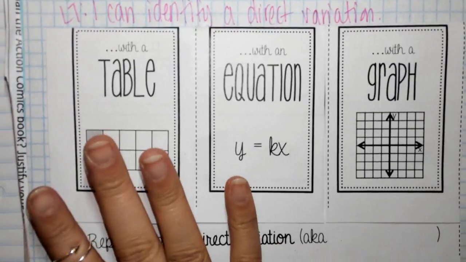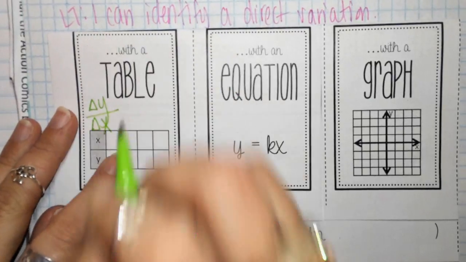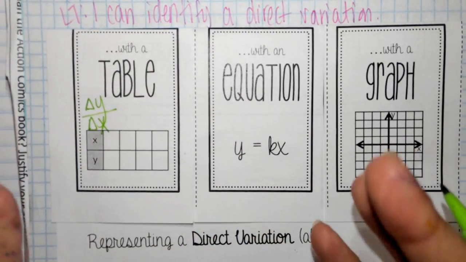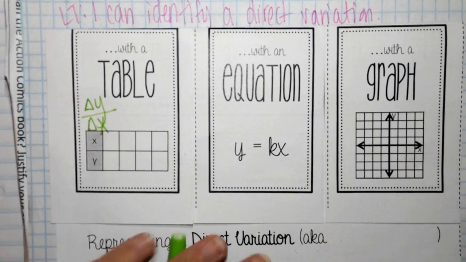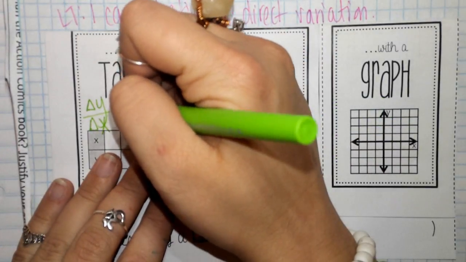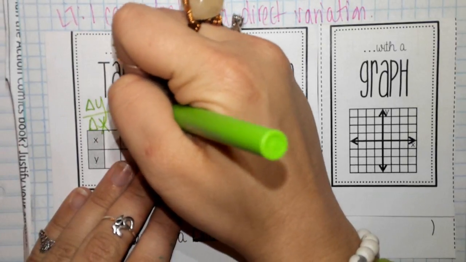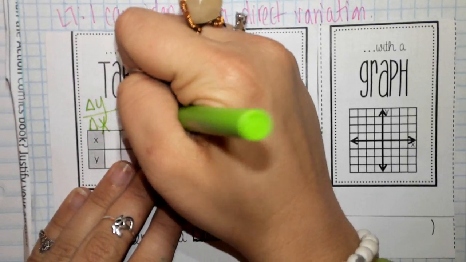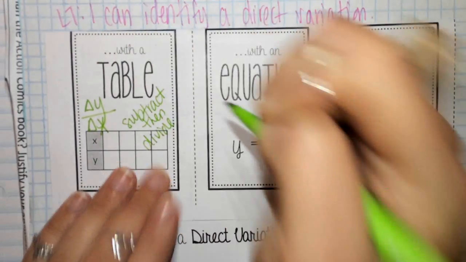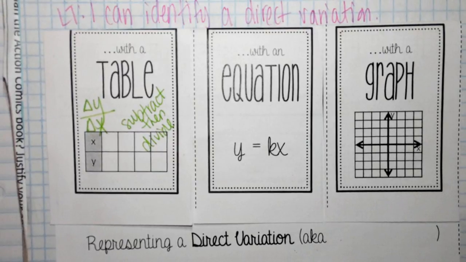Alright, so what we're going to be doing on our table is we're going to look for the change in y divided by the change in x. Now this triangle means change. And what mathematical operation is change? Subtract. So we're going to need to subtract, then divide. So we're going to first talk about specifically what a direct variation is, and then we're going to talk about how to find it.